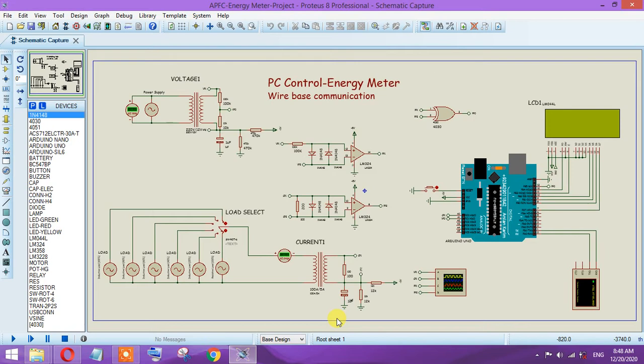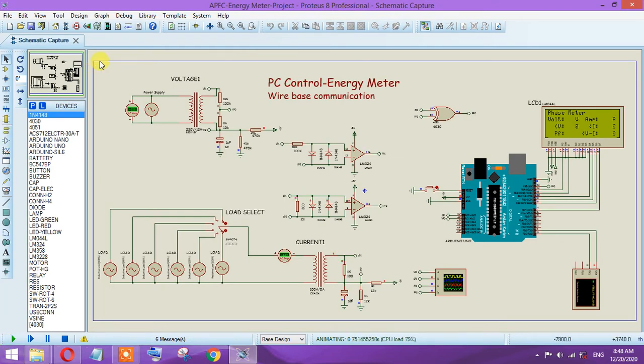As you can see, the LCD that I'm using is a 20x4 LCD. I have designed it a little bit to demonstrate those values in a polar format. Okay, so let's run the simulation.